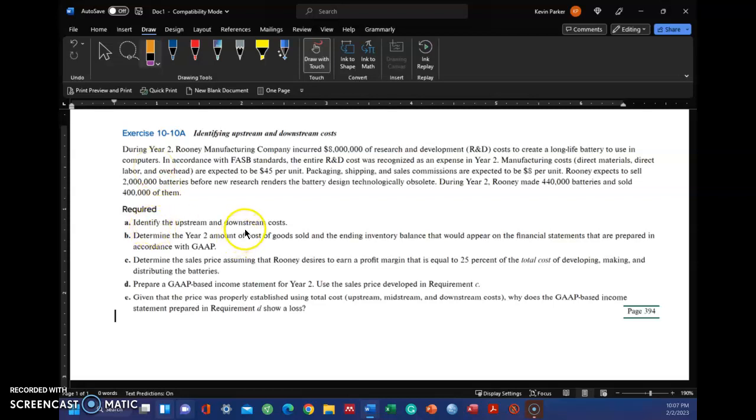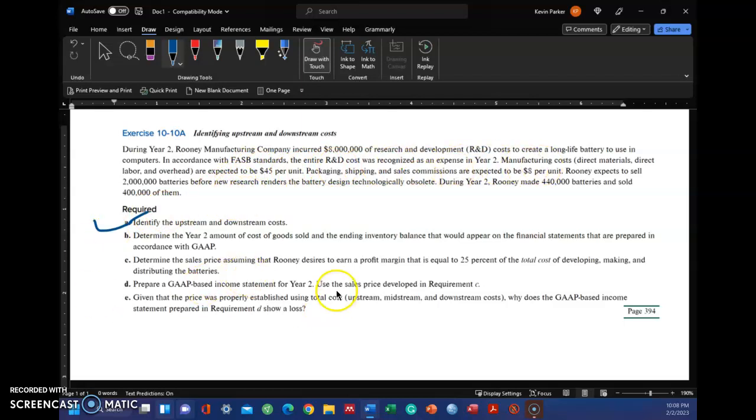Identify upstream and downstream costs. R&D is your upstream cost, $8 million, right there where my mouse is. Downstream cost, distribution, packaging, shipping, and sales commissions, $8 a unit. So that's the answer to A. R&D is upstream, distribution, $8 a unit, downstream.